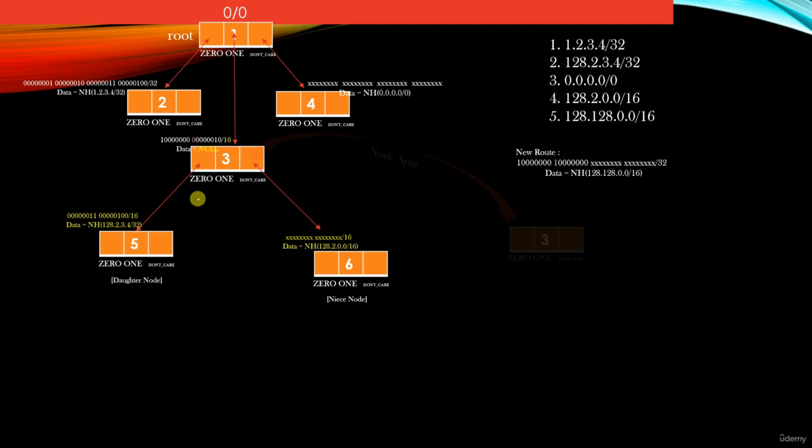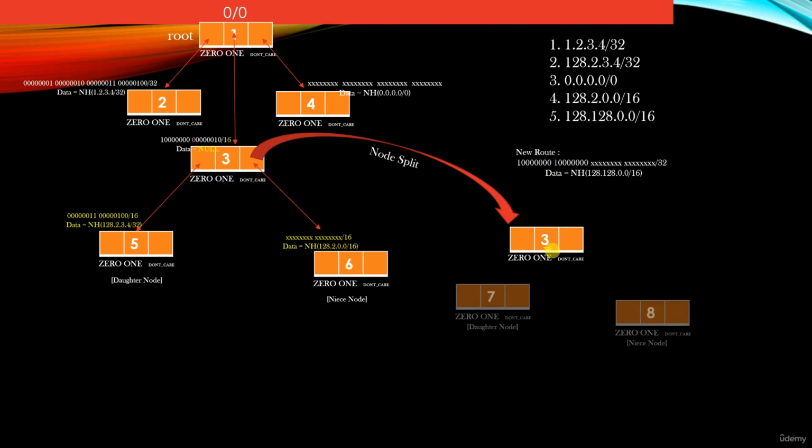So once again the node split algorithm will be triggered at node number 3 and as per the algorithm we immediately create 2 new nodes, the daughter node as well as the niece node. So let's say this time the daughter node is node number 7 and the niece node is node number 8. As a part of the algorithm, all the children of the node which is undergoing a split are transferred to the daughter node.